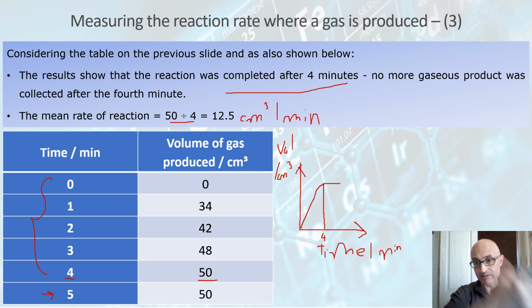As we said in the previous slide, the actual rate, minute per minute, will be very different from that number. This number is the overall. If I look at the rate of production of carbon dioxide in the first minute, since 34 mils of carbon dioxide were produced in the first minute, the rate for the first minute alone is 34 centimeters cubed per minute. Let's now go on to the next slide.